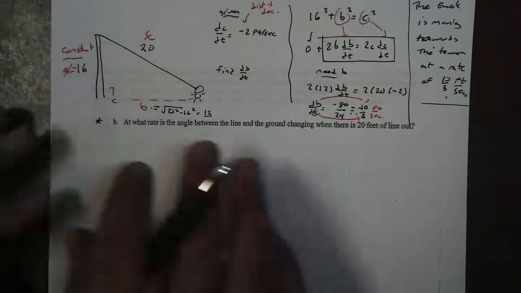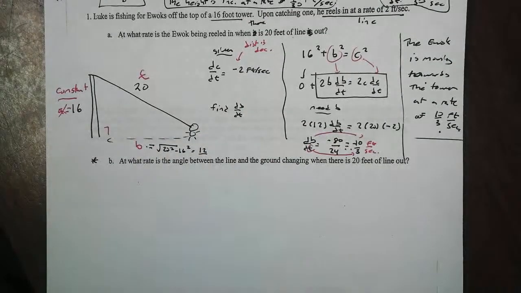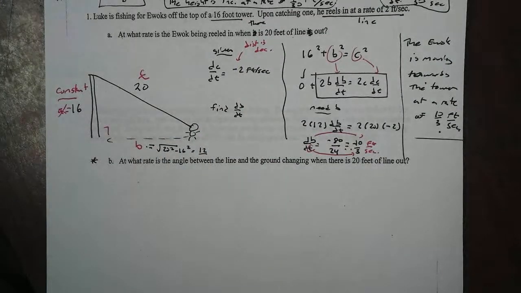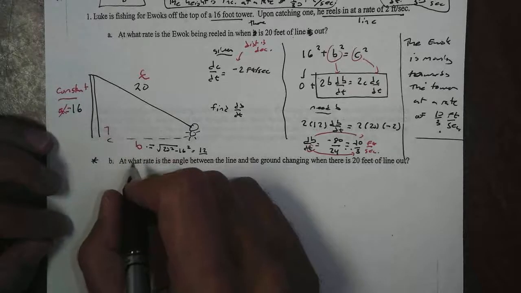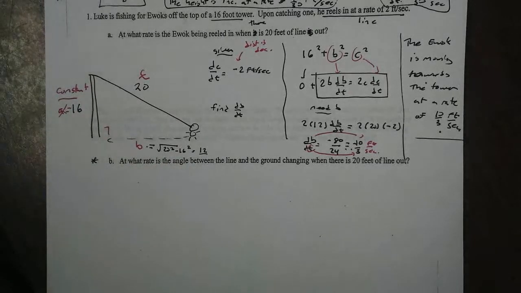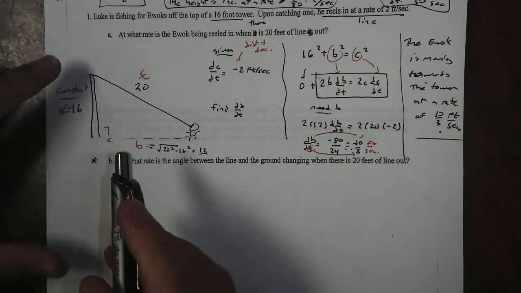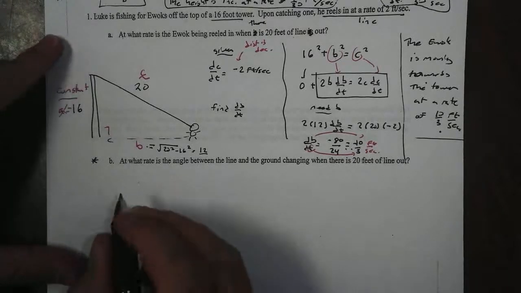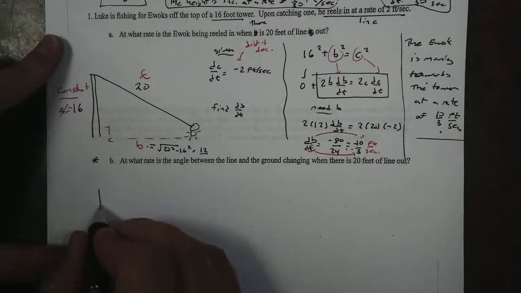The angle problem. We will see this one. So we already solved for Luke and the Ewok, reeling him in. Part B says, at what rate is the angle between the line and the ground changing when there's 20 feet of line out? So it's the same exact setup as number 1, but now we're looking for a change in angle. So again, I'm going to draw my picture.